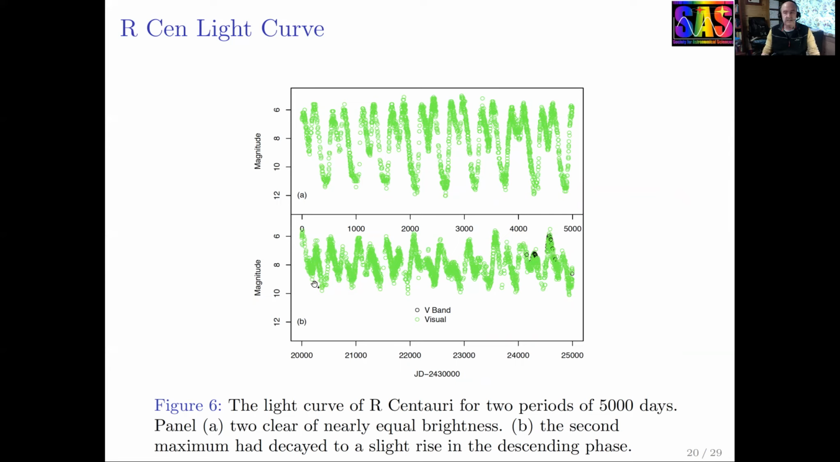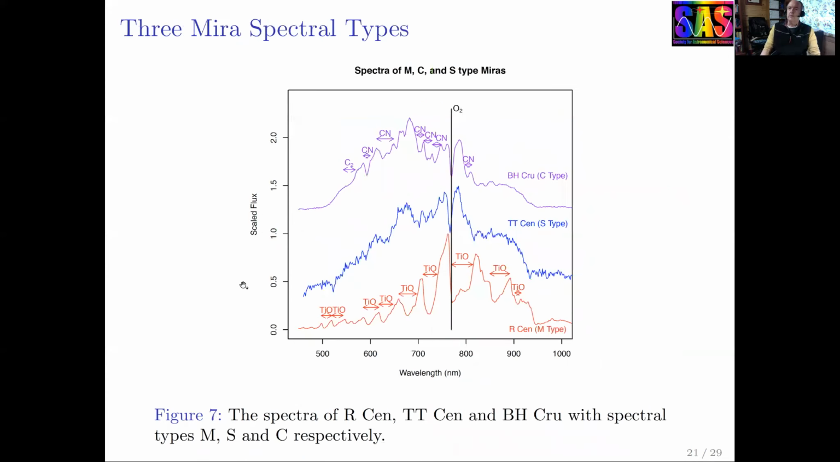So it's significantly brighter in the bottom part of its light curve. So here are three spectra. The bottom one is an M-type Mira, and that is, in fact, R Centauri itself. That spectrum is dominated by the titanium oxide absorption lines. You can see them here in the spectra.